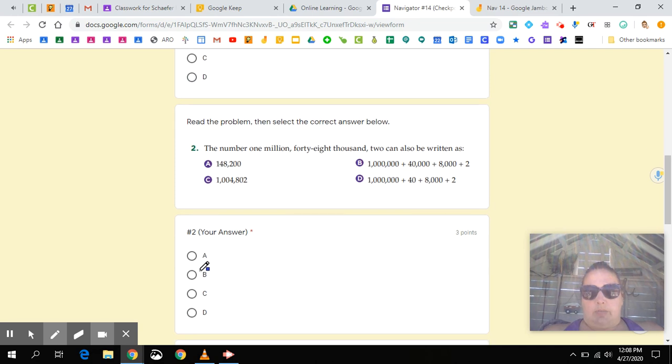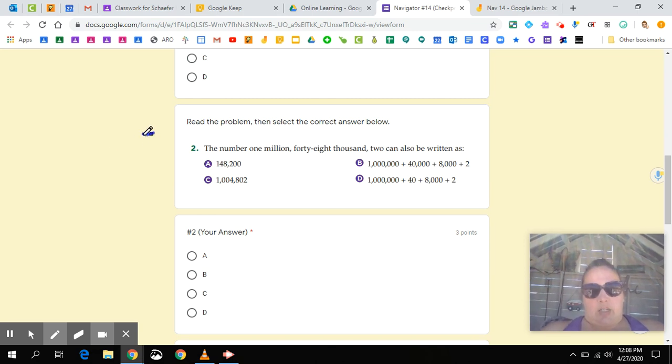And then here's your second one. It says the number 1,048,002 can be written as how? Okay. Remember, within our place value table, it's 3 digits in each period. So we have our ones, our tens, our hundreds, and then we have a comma for the thousands period. So 1,000s, 10,000s, 100,000s, and then we would have a comma, and then we would go in towards the million. So 1 million, 10 million, 100 million.